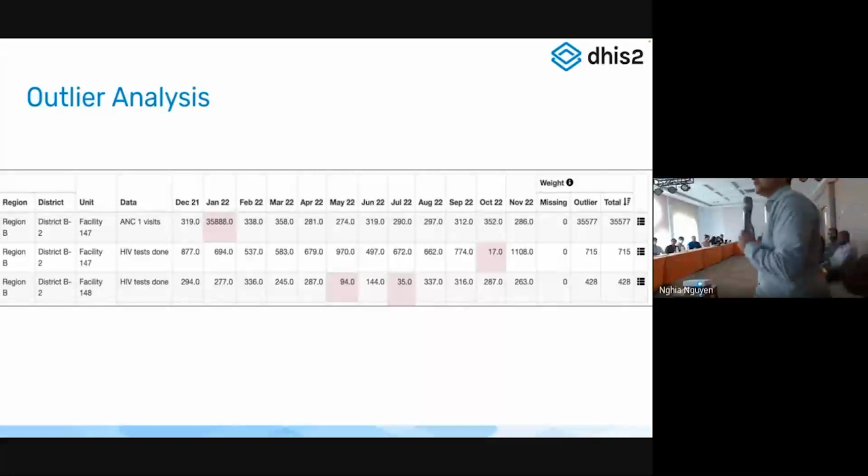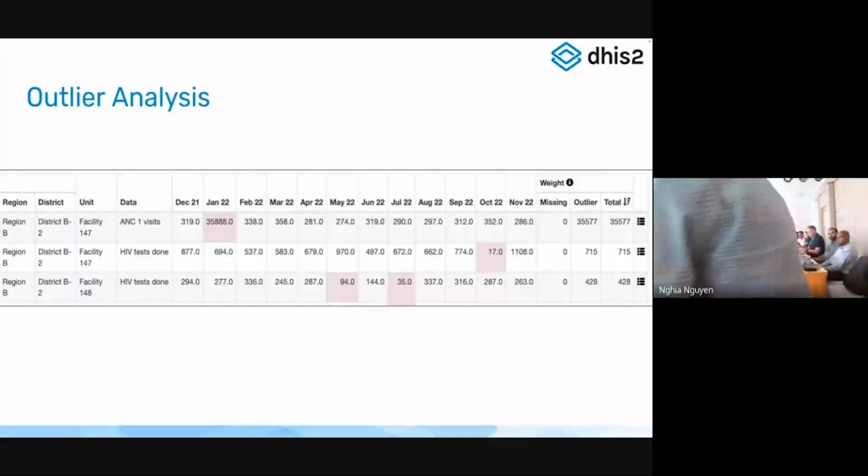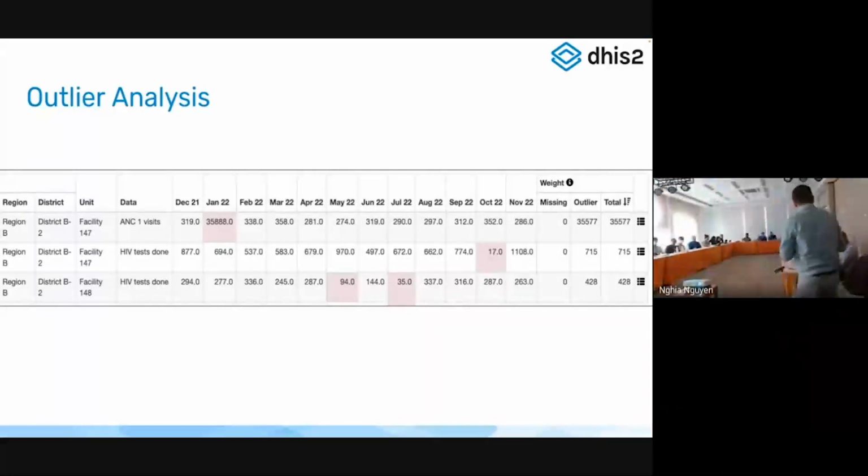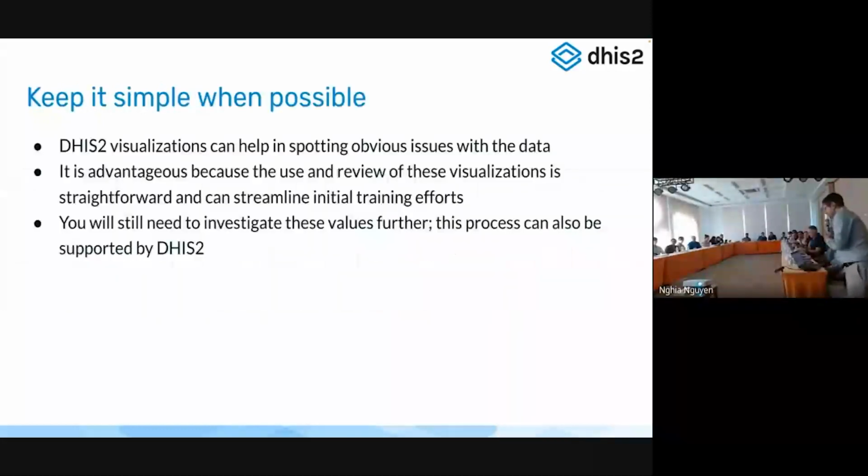Oh, this one you can't really see the colors, huh? Okay, so I'm going to skip this one because it's too hard to see.